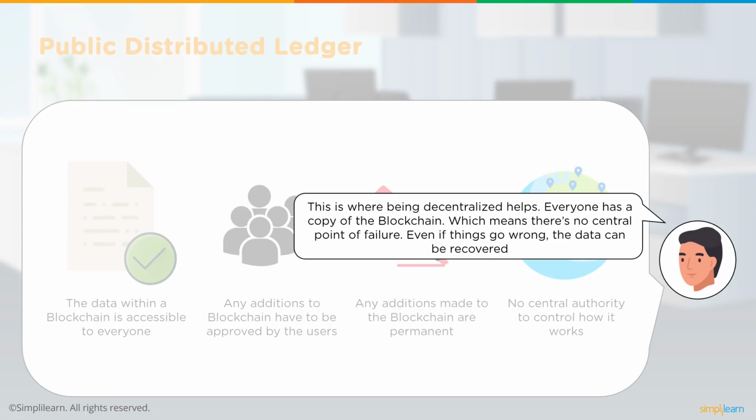So this is where being decentralized helps. Everyone has a copy of the blockchain, which means there is no central point of failure. There is a single source of truth. Even if things go wrong, the data can be recovered. If one node goes wrong, the data can be recovered from other nodes.